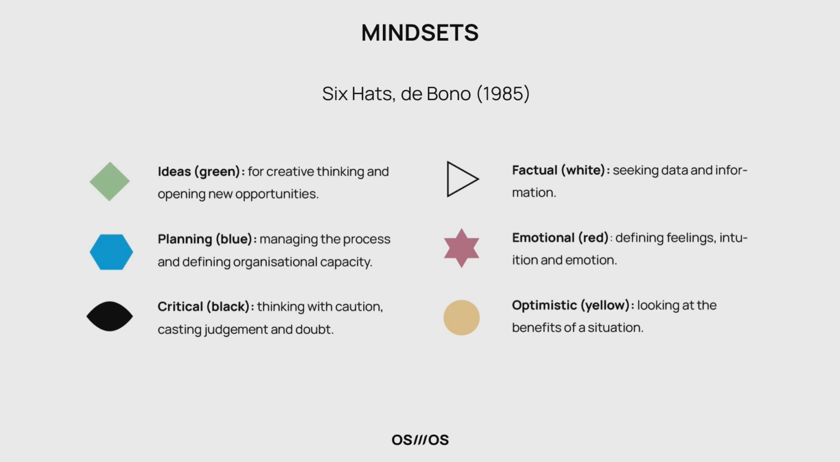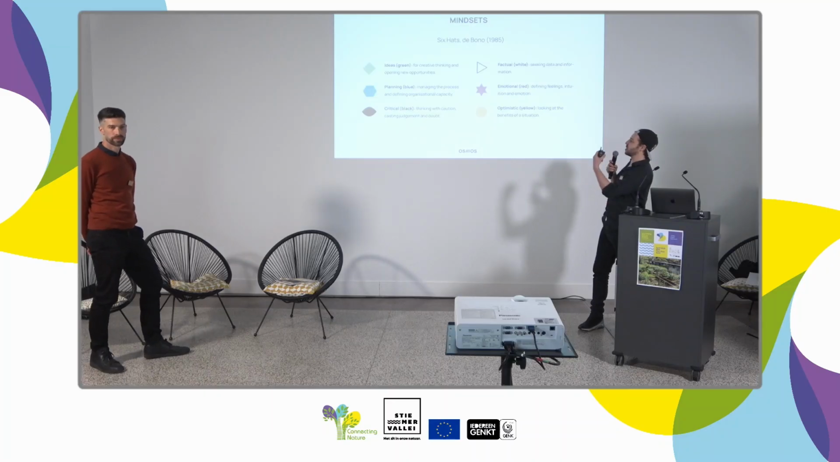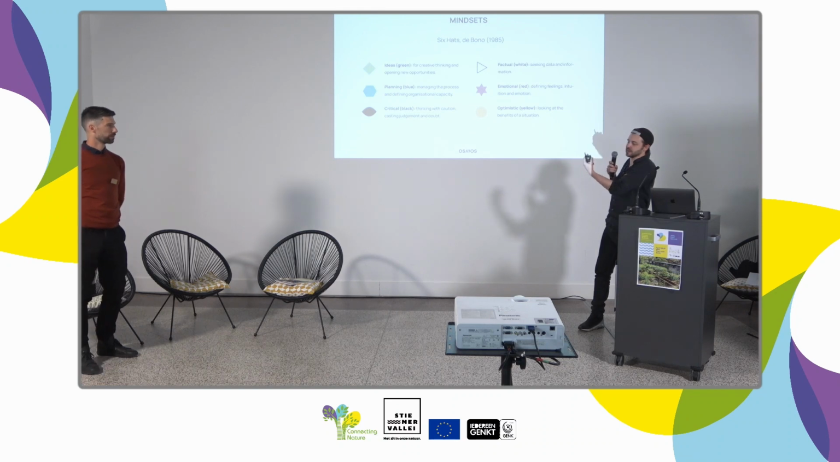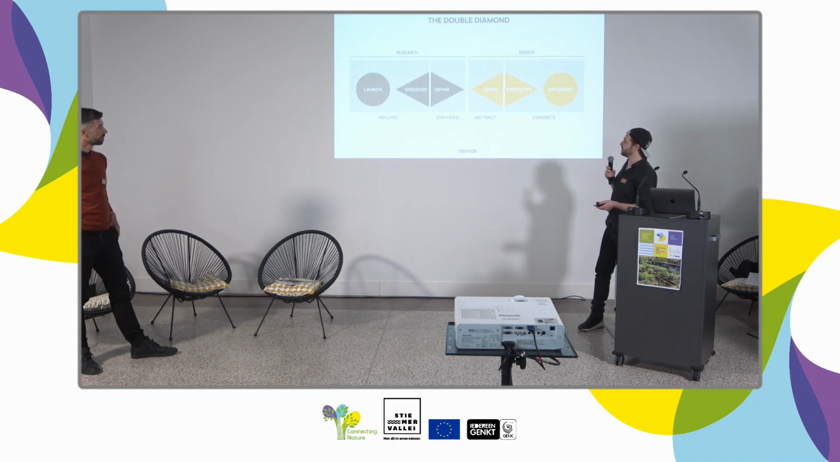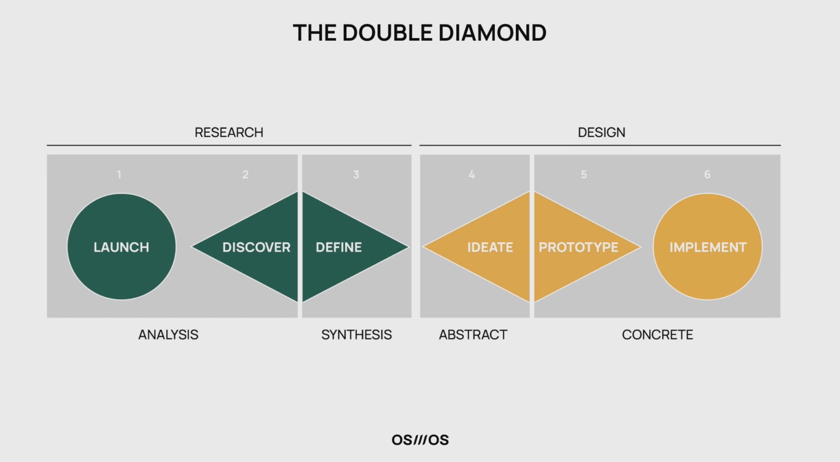So you need to be able to really tell people how the different mindsets actually work over different processes, over different phases. And for this, we actually use the double diamond. The double diamond is something that has been developed by the UK Design Council.